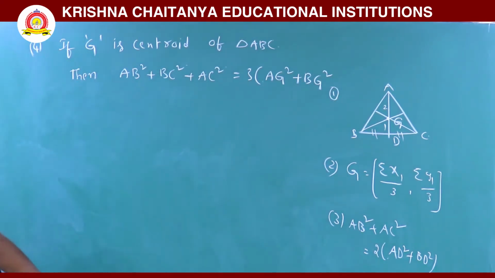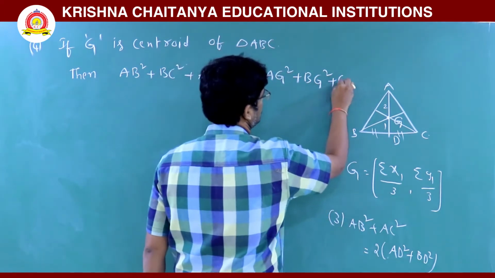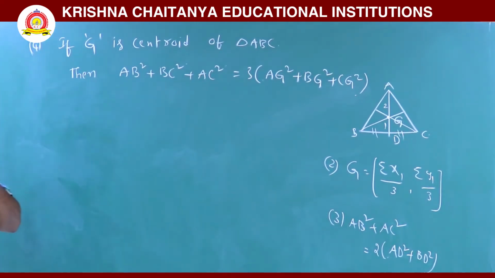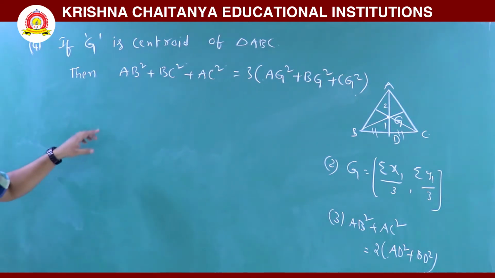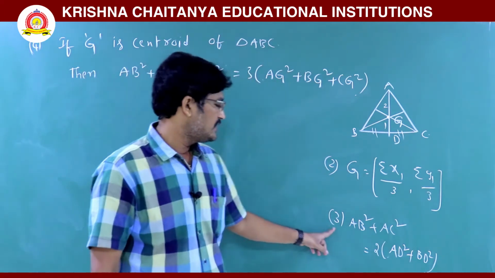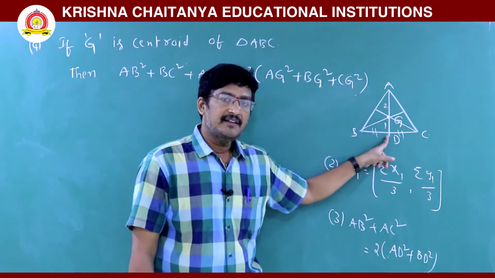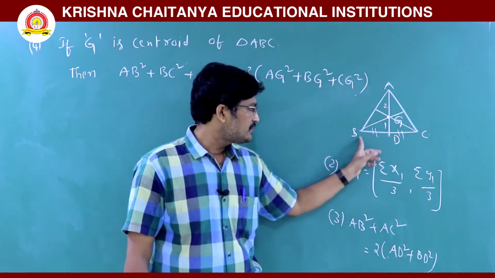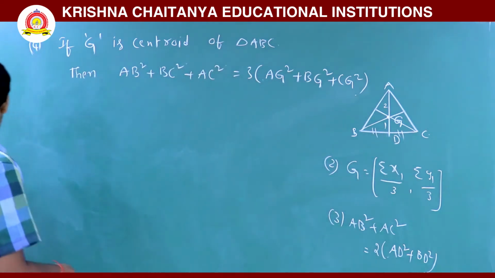AG square plus BG square plus CG square. This is one more useful basic point in the concept of the centroid of triangle ABC. So now let me prove it. Listen to me please. First you have to consider this: if AD bar is the median of triangle ABC, then AB square plus AC square is equal to 2 times of AD square plus BD square. First I am writing that one.